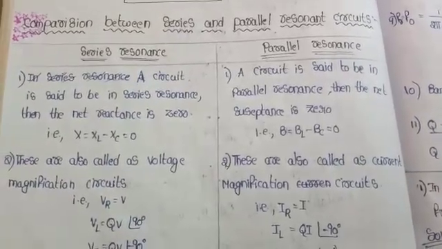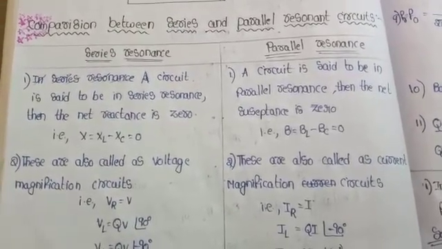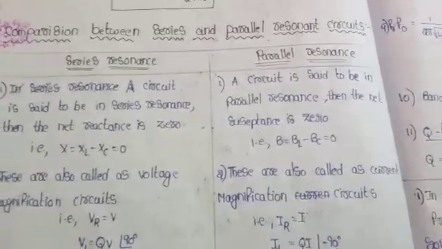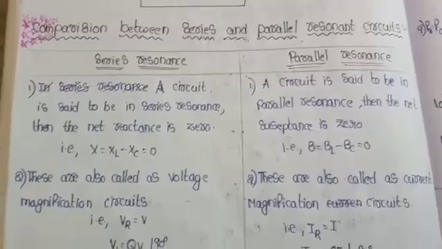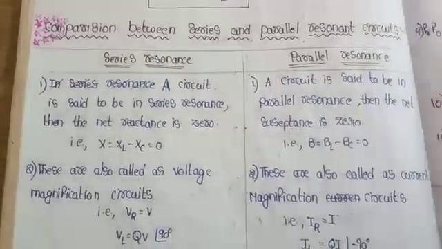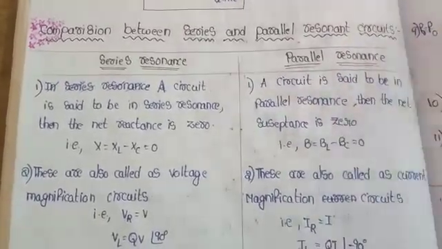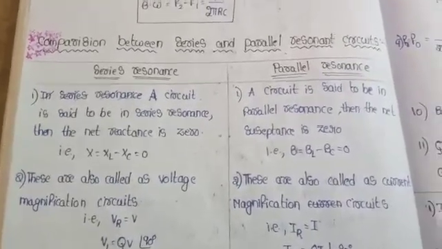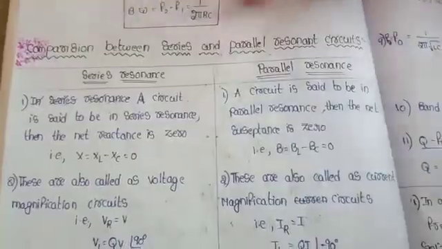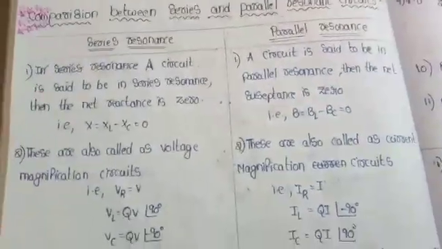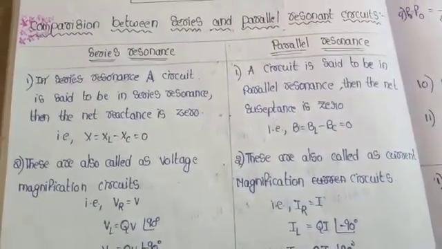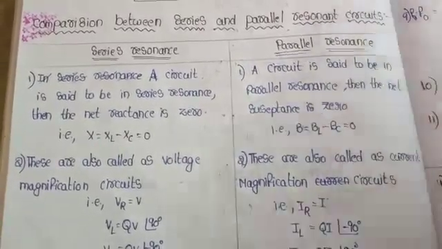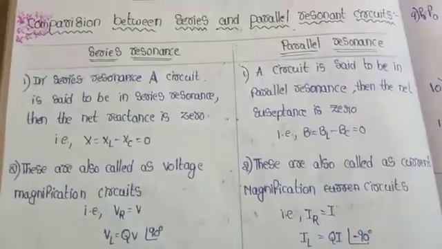Good morning, students. In the last class we discussed the parallel resonant circuit, that is resonant frequency, bandwidth, quality factor, all these things. Now we go for the important difference between series resonance and parallel resonant circuit. Sometimes they ask 5 marks or sometimes 10 marks also. So what is the difference between series resonance and parallel resonant circuit?